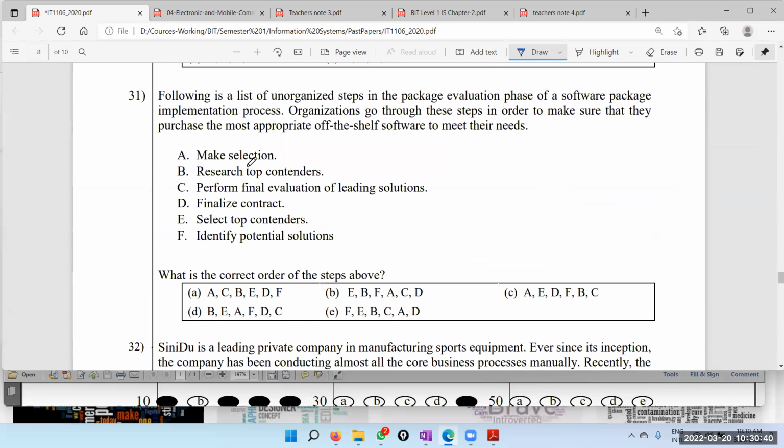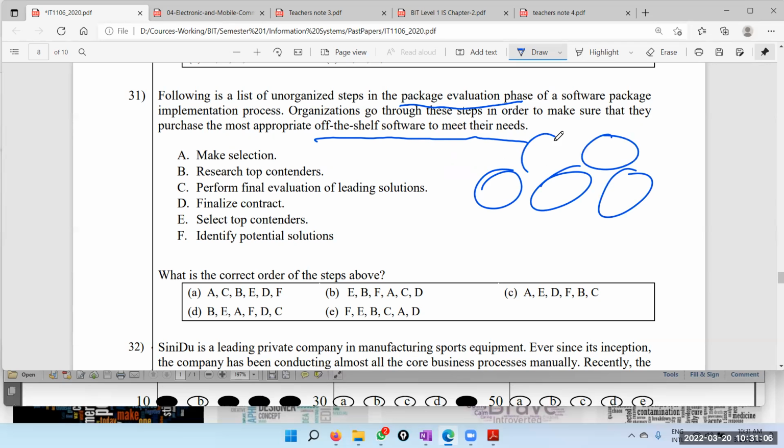31. Following is a list of unorganized steps in the package evaluation phase. Right? Package evaluation phase. That means we try to go for reusable software of a software package implementation process. Organizations go through these steps in order to make sure that they purchase the most appropriate off-the-shelf software to meet their needs. Now assume that they have a set of packages, modules, right?